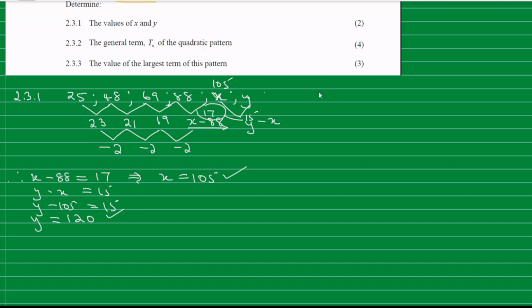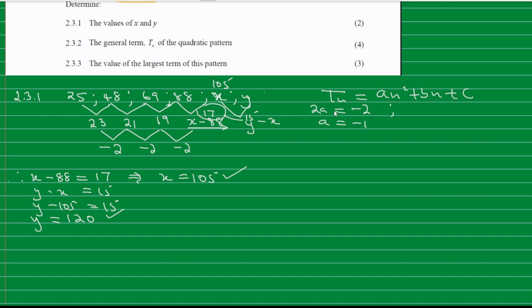Remember our general term is in the form Tn is equal to an squared plus bn plus c. So we want to find a, b, and c. How do we find our a now? We have found our first difference, second difference. So we'll say 2a will be equal to the first term of your second difference. That will be negative 2. Solve that one, your a will be equal to negative 1.